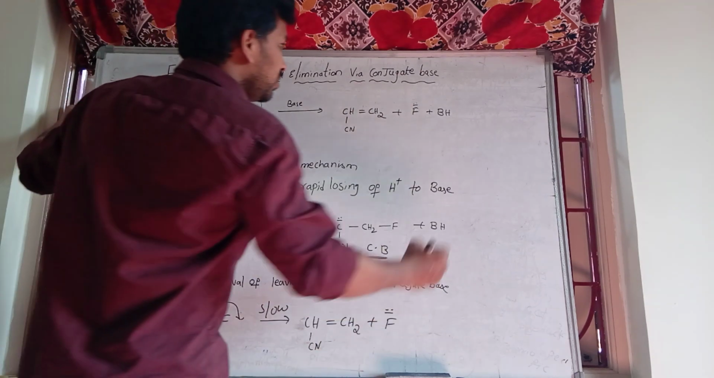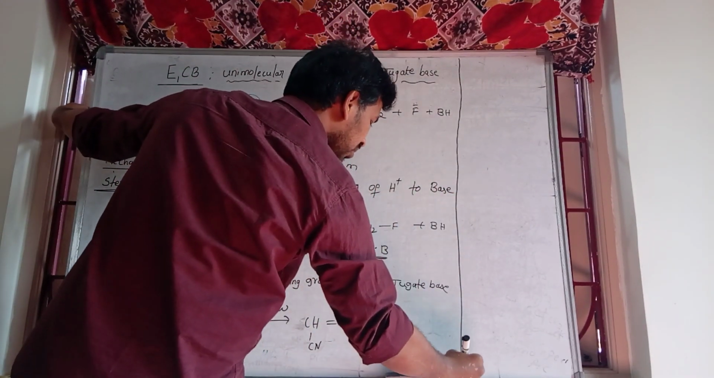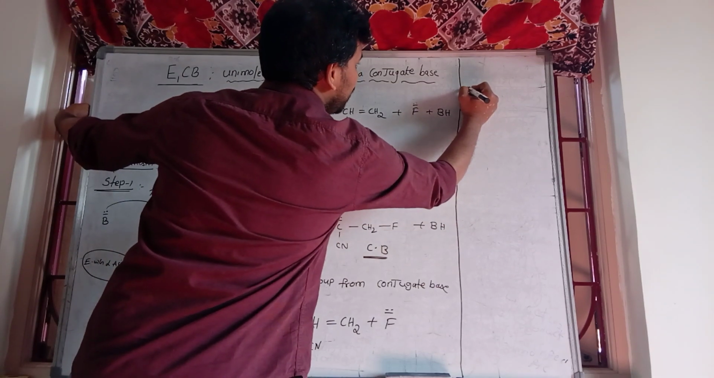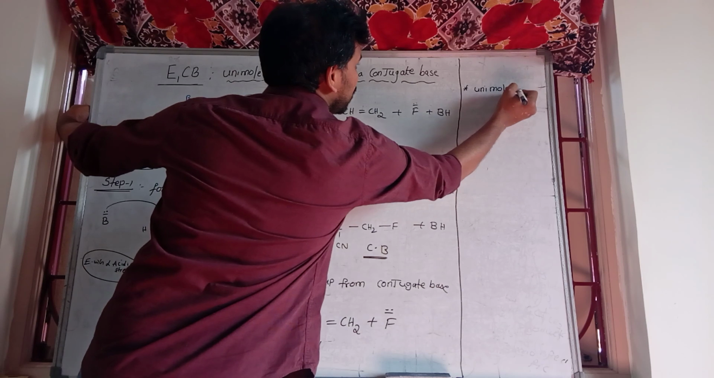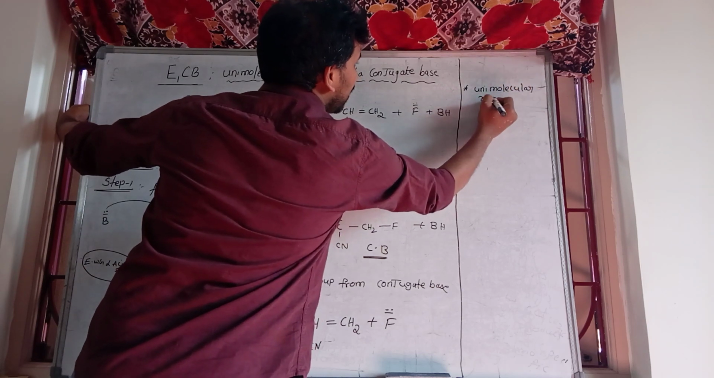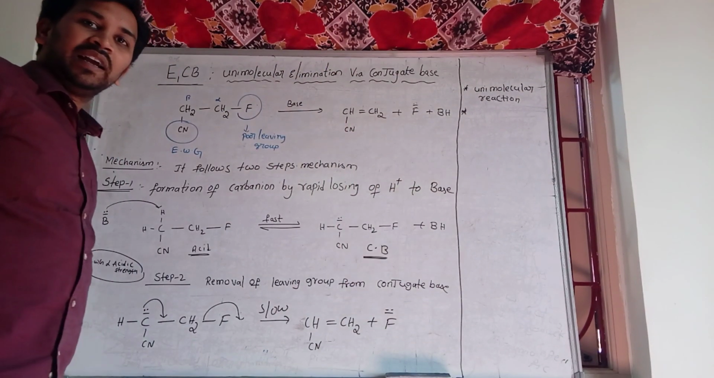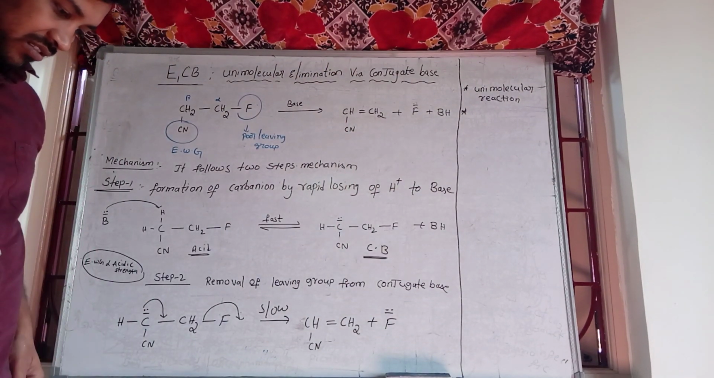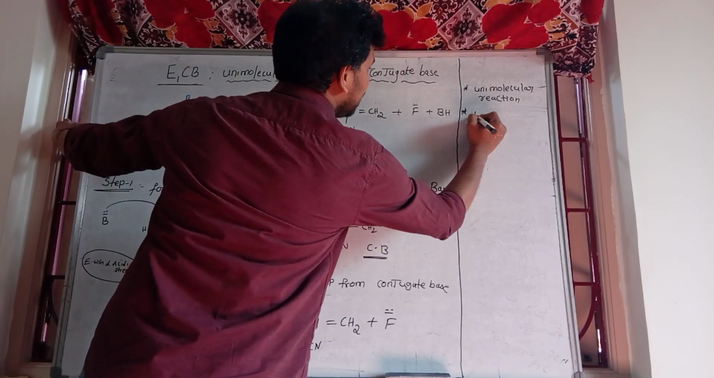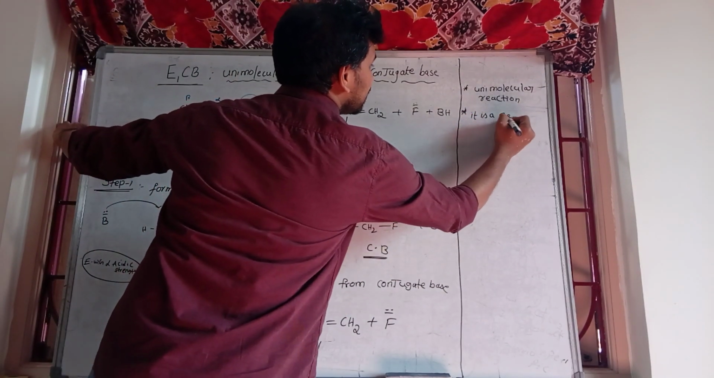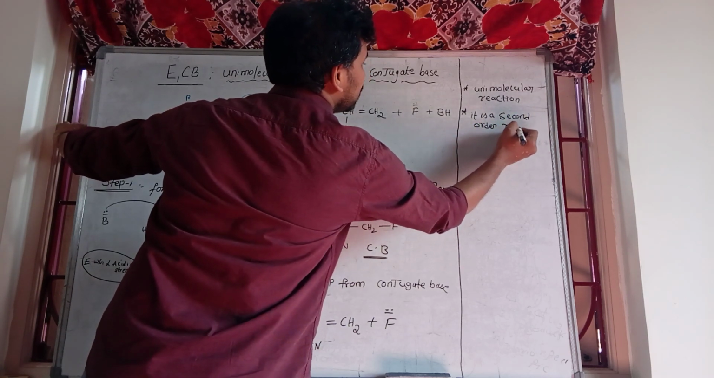Okay. So what is the molecularity? Molecularity is 1. It is a unimolecular reaction. But it is a second order reaction.